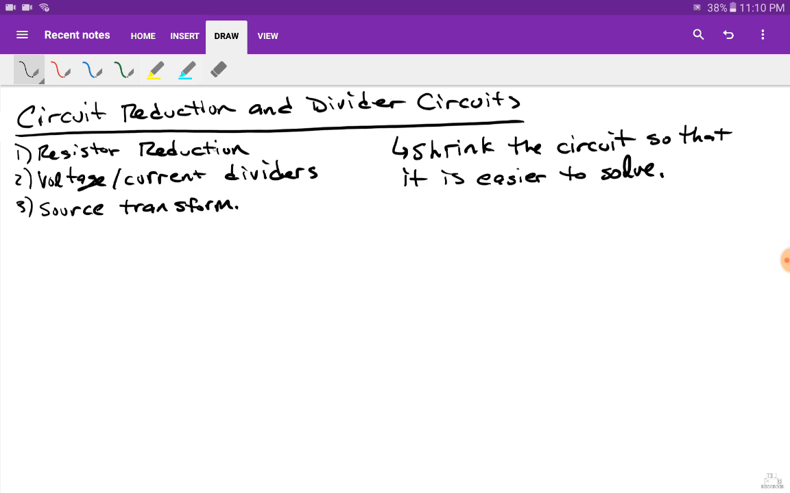The first thing we're going to learn is resistor reduction. The second thing we're going to learn is what we call the voltage and current divider circuits, which aren't really a reduction, but it's basically still a shortcut. So we like to teach it in this section. And then after that, we're going to learn the source transform, okay? So let's start off with resistor reduction, all right? And in the scope of resistor reduction, we'll talk about how it all works.